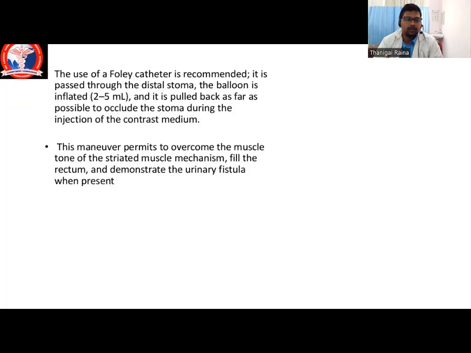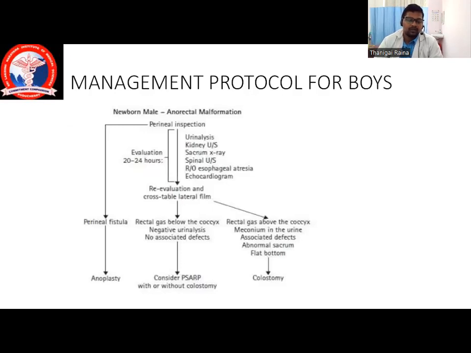Then the use of a Foley catheter is recommended. It is passed through the distal stoma. The balloon is inflated 2 to 5 ml and it is pulled back as far as possible to occlude the stoma during the injection of the contrast medium. This maneuver permits overcoming the muscle tone of the striated muscle mechanism to fill the rectum and demonstrate the urinary fistula when present. So these are the investigations we will follow if we suspect a baby with ARM.